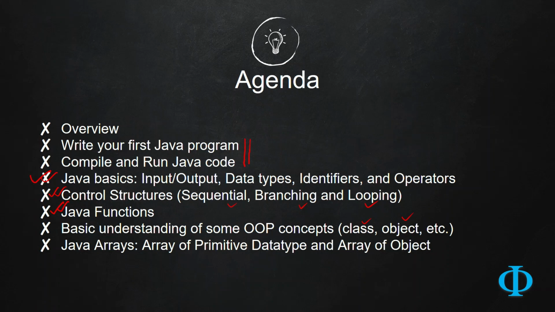And after you learn these basic concepts of object-oriented programming, we will start learning about Java arrays, where you will learn about the array of primitive data types as well as the array of objects in Java. And finally, we will summarize our learning.